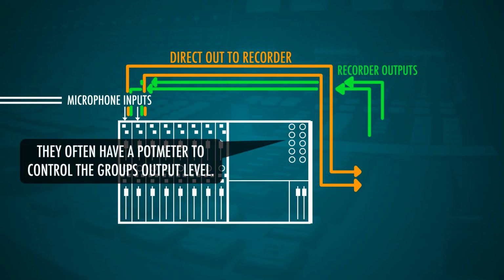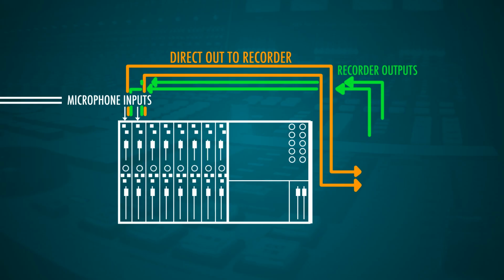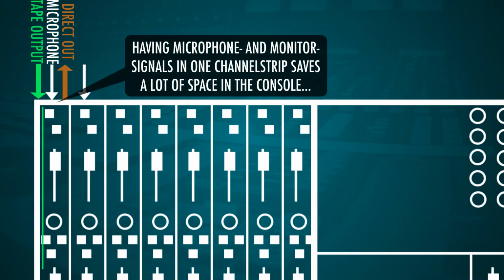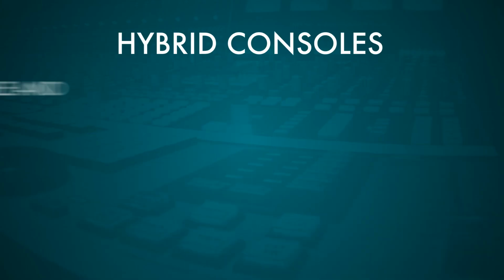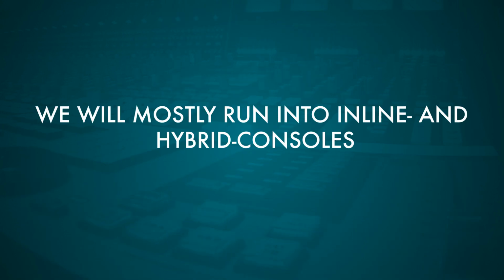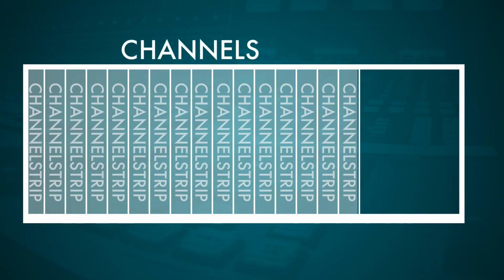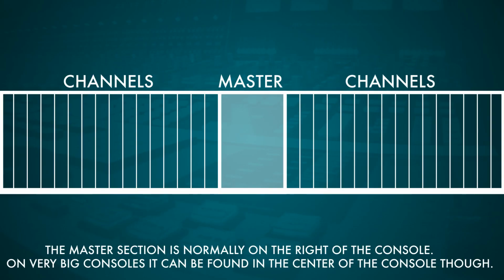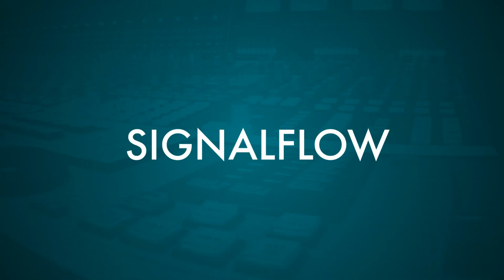An advantage of an inline console is that they're a lot smaller than split consoles because they only have one channel for the monitor and the recording path. A hybrid console is basically a combination of both of these types of consoles, so they only have one channel strip for the monitor and the channel paths, but they also have subgroups with their own dedicated master faders. So most of the consoles that we will run into normally have a whole section for all the channels with the so-called channel strips, and then we have a whole section for the mastering, and that's where we will find the master fader.